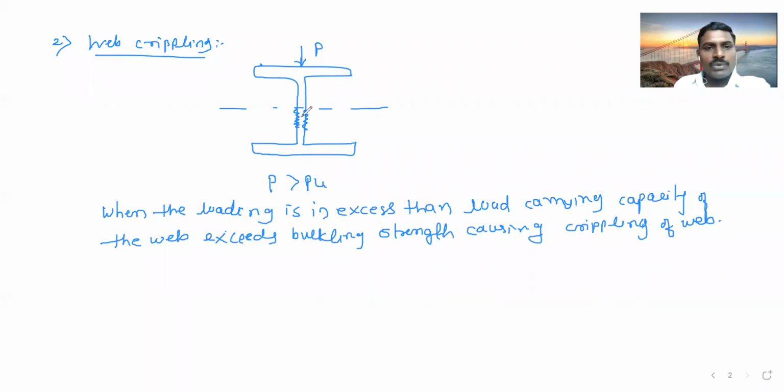I know how the web will cripple. Like this, it means a crack will be there, it means more compression will be there. So what is this condition? The loading is in excess of the load carrying capacity. This P is the excess loading, and Pu is the load carrying capacity. So if more than the load carrying capacity comes on this particular section, then the buckling strength will be exceeded, causing crippling of the web. Are you getting it? So draw this and write this down.